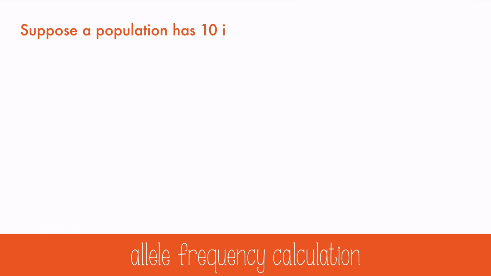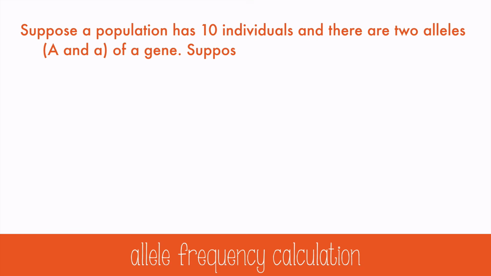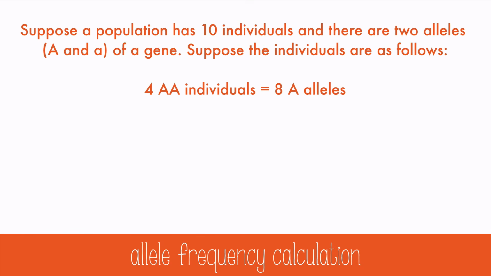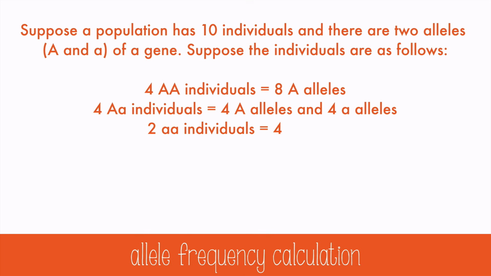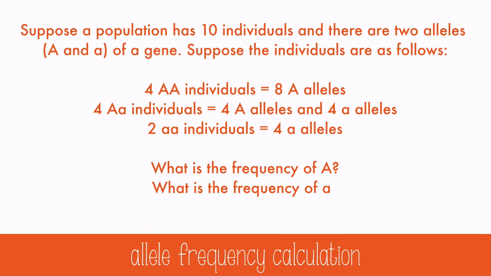Suppose a population has 10 individuals and there are 2 alleles of a gene. Suppose the individuals are as follows: 4 homozygous dominant, 4 heterozygous, and 2 homozygous recessive. What is the frequency of the big A and of the little a? We have 10 individuals, which means there are 20 total alleles. There are 8 alleles from the homozygous dominant and 4 from the heterozygous, which makes 12. So we'll need to divide that number by 20, and we get 0.6.